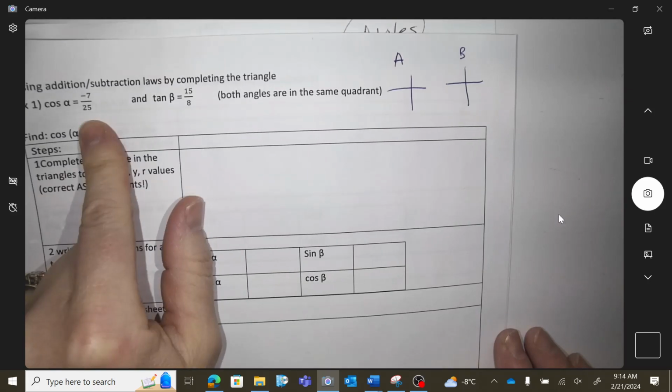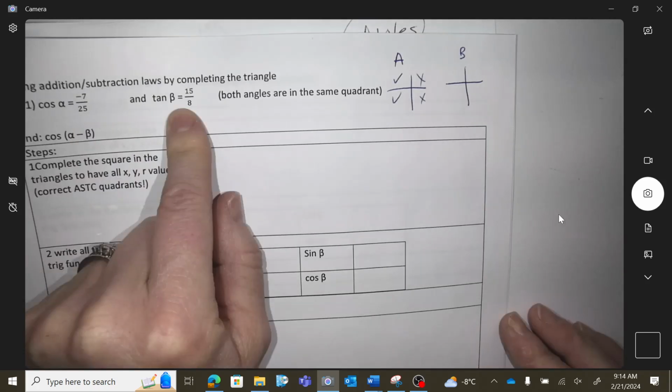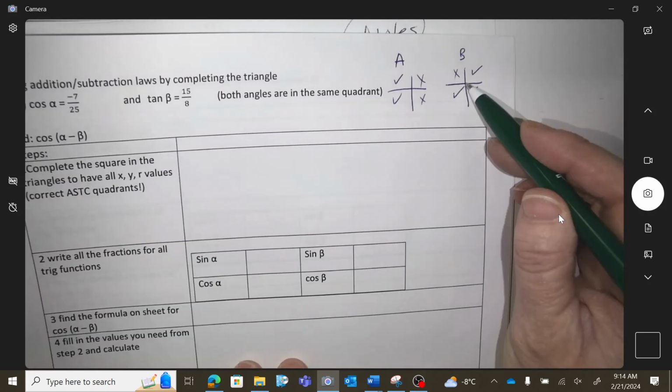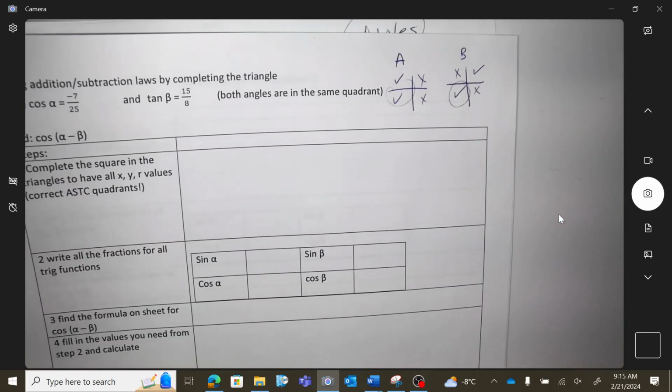Angle A has a negative cos value. So I could be on the left-hand side. Where is angle B if tan is positive? Those diagonals. And then it told me this, both angles are in the same quadrant. So which one should I pick? Looks like the third. Okay, so I'm going to draw my trig triangles.